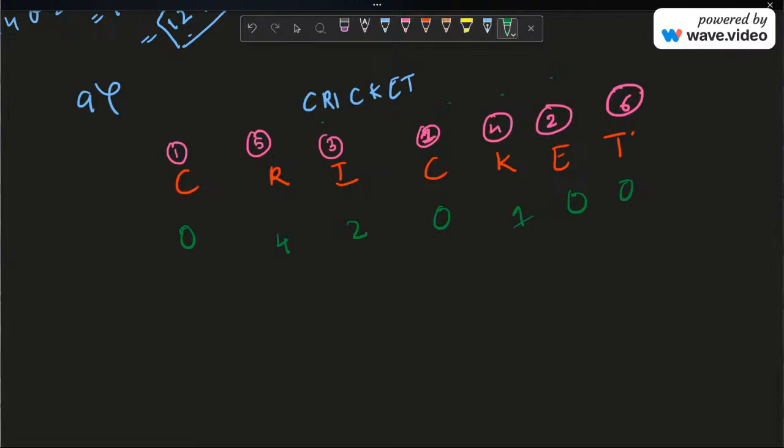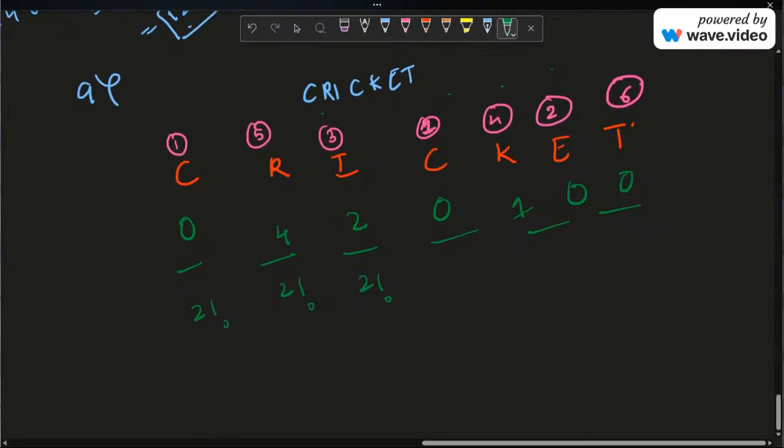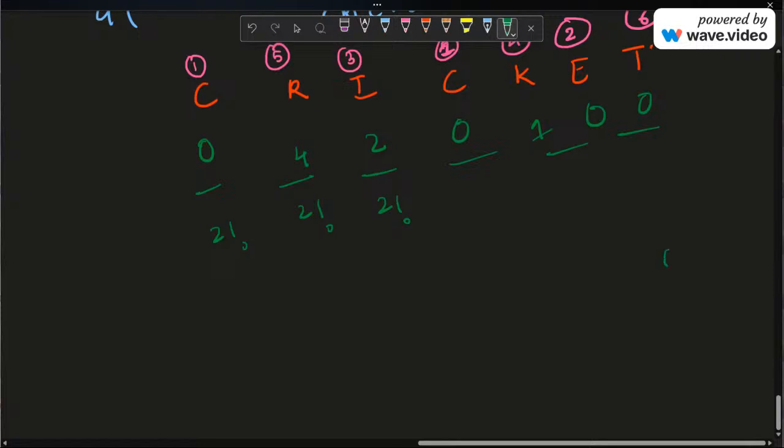Now I have to divide by the factorials of the numbers repeating after this. So this is 2 factorial, 2 factorial, 2 factorial, and then 1, 1, 1, 1. And multiplying them by their position: 0 factorial, 5, 1 factorial, 2 factorial, 3 factorial, 4 factorial, and 6 factorial.